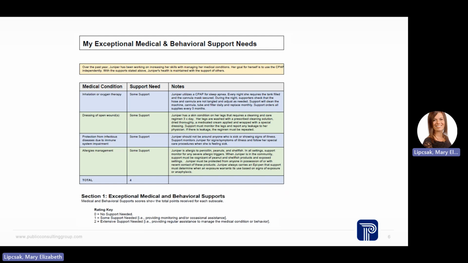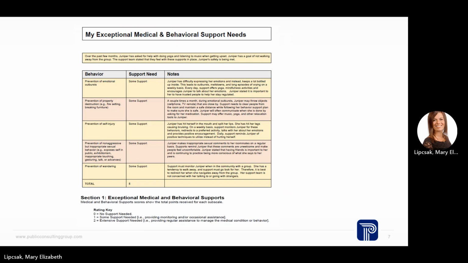In this example, Juniper's raw score for the medical section is a total of 4. Each item is summed to get the raw score of 4. For exceptional behavioral support needs, Juniper's raw score summed to a total of 5. Again here, we are only using the Section 1 rating key.